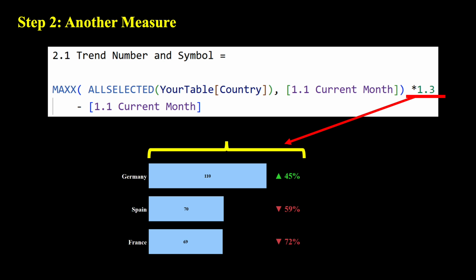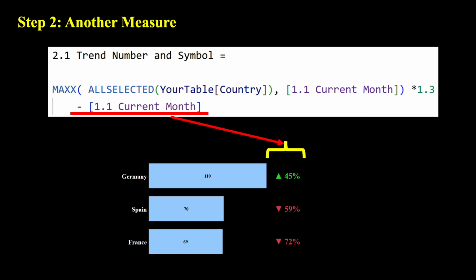And then times that largest value by 1.3 to make sure that we will have enough space for the trend indicators. Feel free to adjust the 1.3 to 1.2 or 1.25 based on your own data. And finally, minus the value for the current month, then this measure overall will reflect that additional space that we need for the trend indicators.